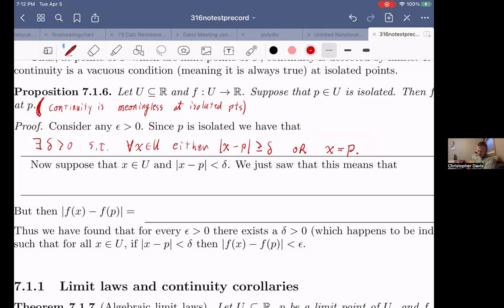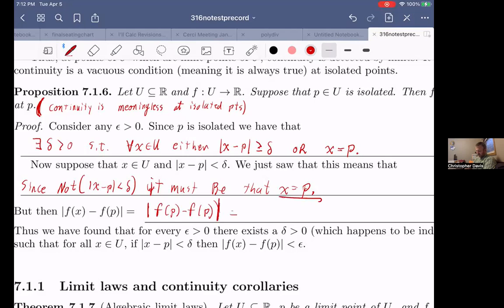So we've just seen that, well, maybe I should write it out in more detail. Since not absolute value of x minus p is less than delta, it must be that x is equal to p. All right, so x is equal to p, but then the absolute value of f of x minus f of p is equal to the absolute value of f of p minus f of p, since x is equal to p. That is equal to 0. 0 is less than epsilon because epsilon is a positive number.